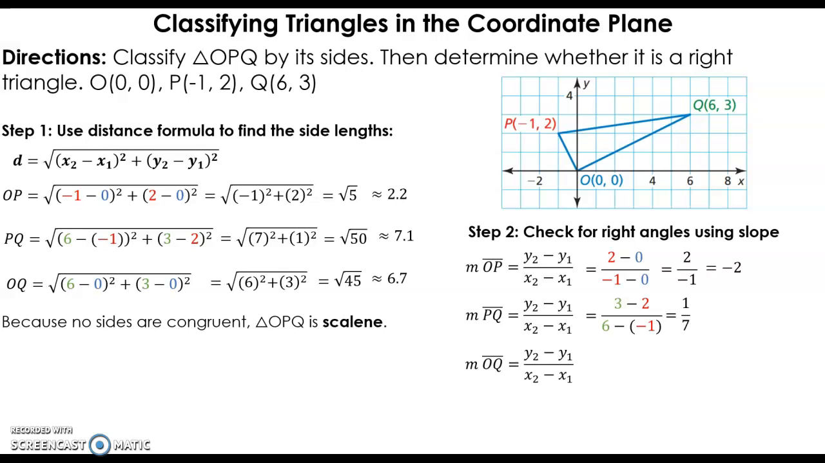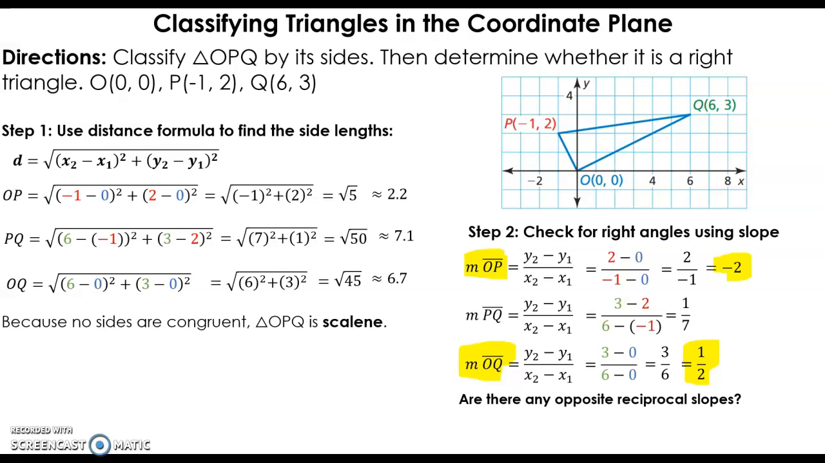All right, so hopefully you paused the video and you're finding the slope between OQ to be 3 minus 0 over 6 minus 0, which is 3/6, which simplifies further to 1/2. So now what we want to do is see, are any slopes that we found opposite reciprocal slopes? An opposite reciprocal slope tells us whether or not we have perpendicular lines. So if we do have perpendicular lines, this means that where those perpendicular lines meet, we have 90-degree angles. So that can tell us if we have a right angle. Okay?